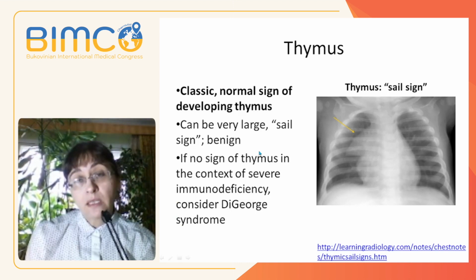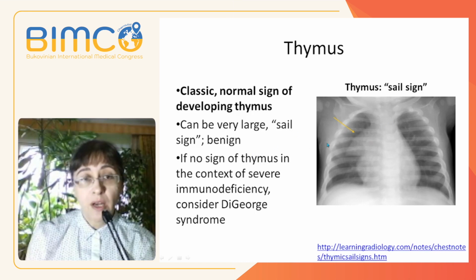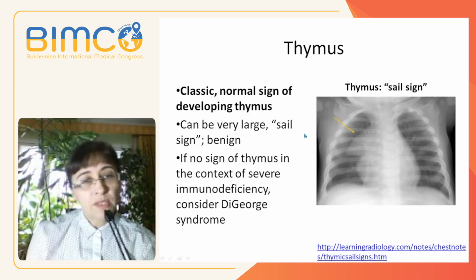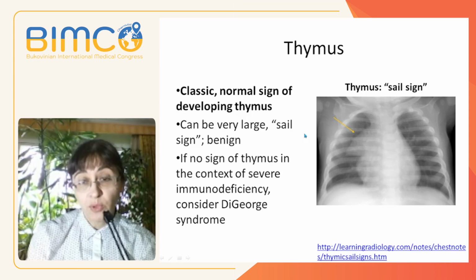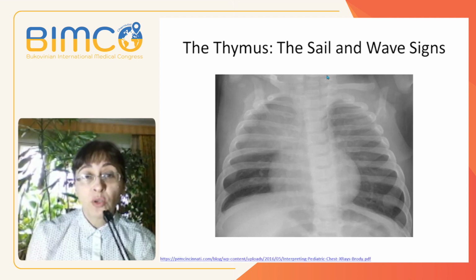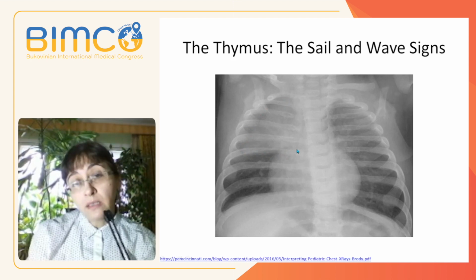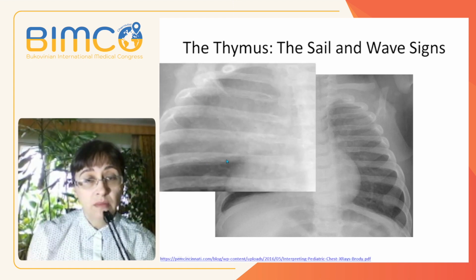Another sign typical for benign thymus enlargement is the sail sign, shown here with an arrow. The thymus can be very large, and it may cause a wave or sail sign, typical changes. But if no sign of thymus is visible in the context of severe immunodeficiency in small children, infants up to toddlers, you may consider DiGeorge syndrome or congenital immunodeficiency. This picture shows the typical benign enlargement, the sail sign of thymus enlargement, in a closer view.